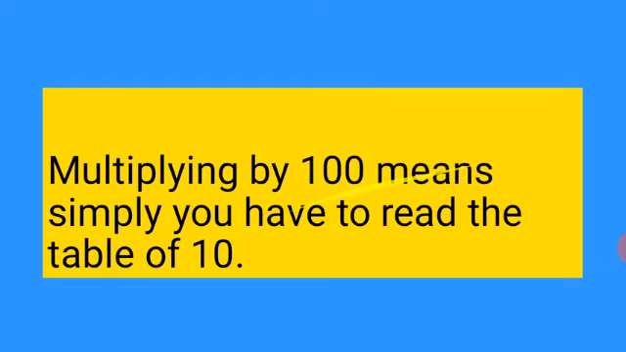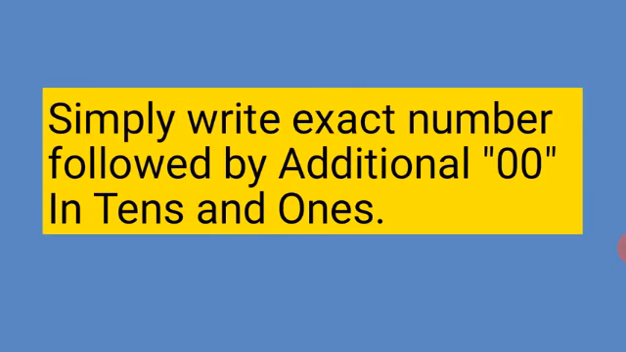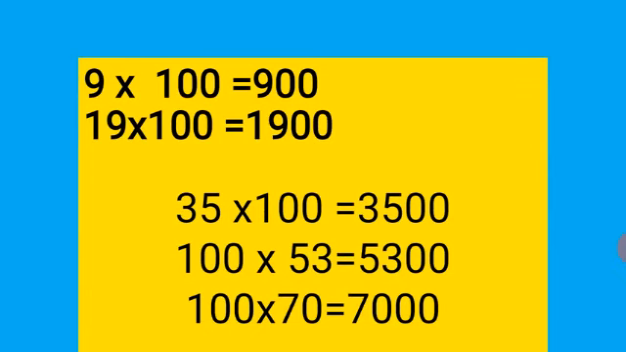100 means simply you have to read the table of 10. In the same way as you were doing the multiplication by tens, you have to read the table of 10. Or in other words, you can say that you will just write the same number, but here it's going to be followed by 2 zeros. You can see here, simply write the exact number followed by additional 2 zeros, because it is 100 there, so there would be 2 zeros in tens and ones, right? It would be more clear when we are going to do the examples.